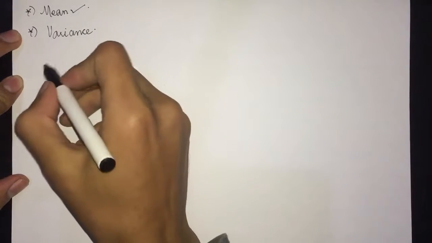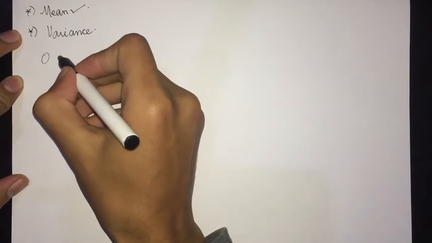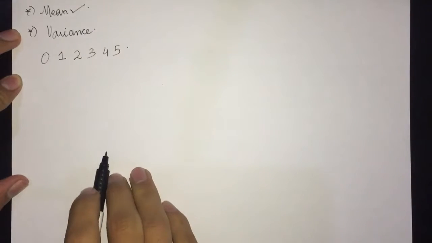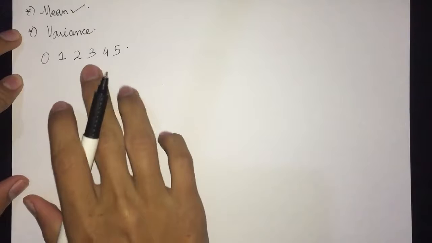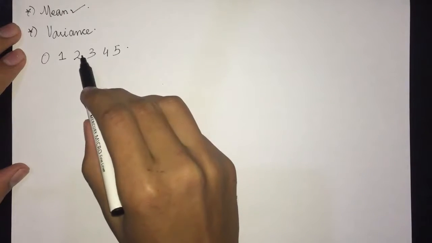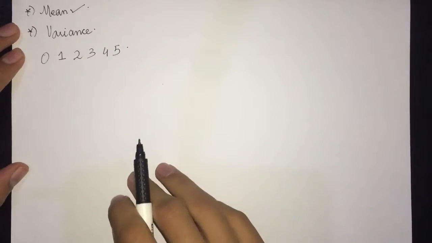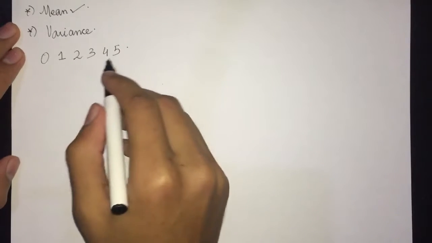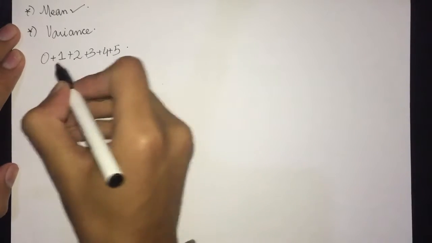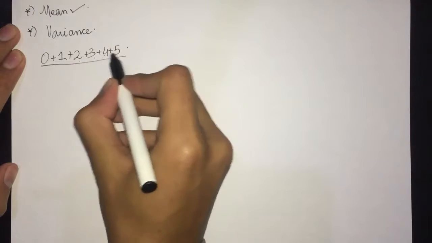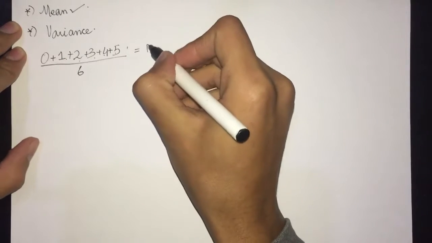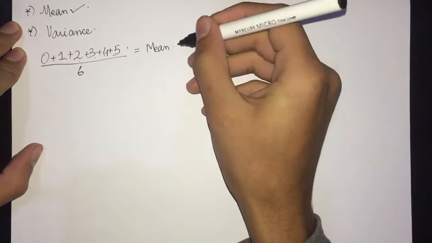For example, if I write whole number integers 0, 1, 2, 3, 4, and 5. Calculating the mean of this data set means calculating the middle number in this data set. And how do we do that? We do that by adding them all up and dividing by the total number. So we will add all of them up, and then we will divide by 6. That will give us the mean of this data set.